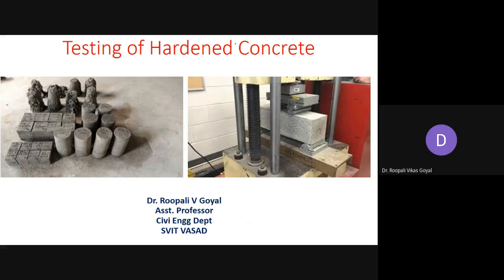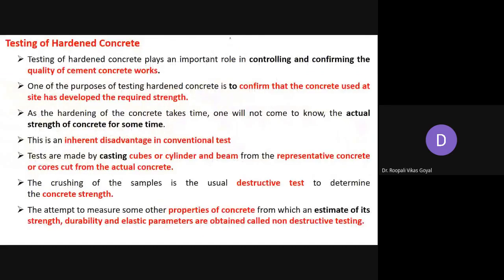Hello students, today we are going to discuss testing of hardened concrete, which is the most important part of your subject. It is related to checking the strength of hardened concrete once it has acquired a certain strength. So basically, why is this testing of hardened concrete required? It is most important, and it plays a very important role in controlling and confirming the quality of cement concrete work.